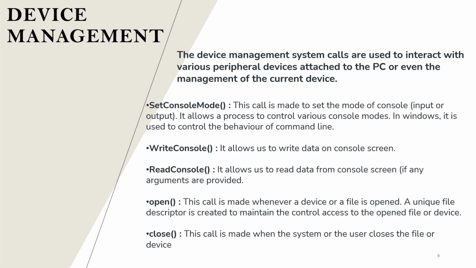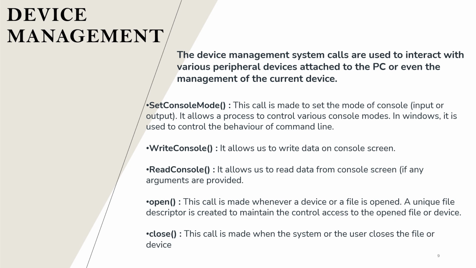Device management system calls. The device management system calls are used to interact with various peripheral devices attached to the PC system or even the management of the current device. Some of them are set console mode. This call is made to set the mode of the console, which is input or output. It allows a process to control various console modes. In Windows, it is used to control the behavior of the command line.